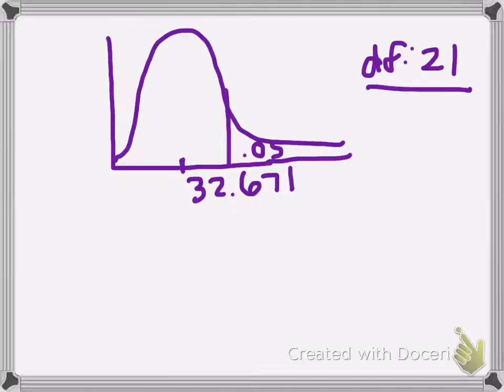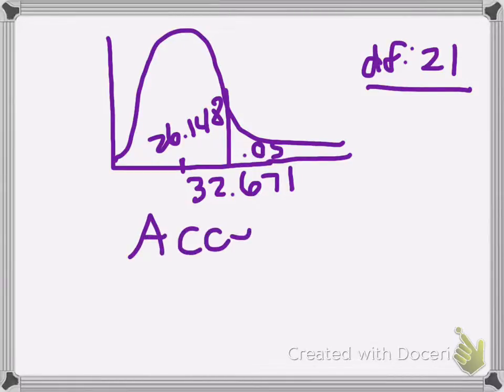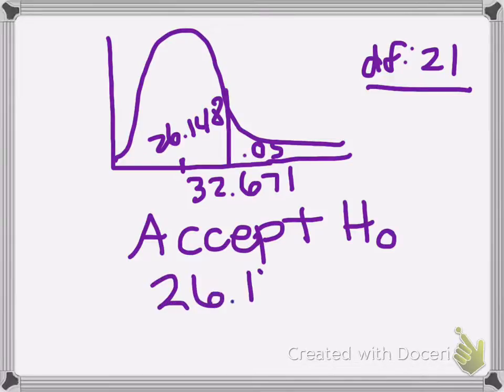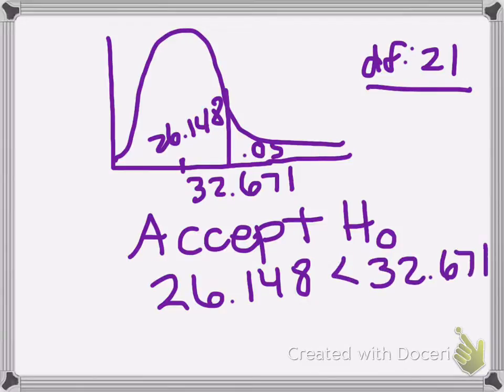I look up where my value of 26.148 lies, and it's right here. My stylus is not wanting to pick up. I don't know why. It's right here to the left of my critical value. So therefore, I'm going to accept H naught because I'm in the clear. I'm going to accept H naught because 26.148 is less than my critical value of 32.671. So again, therefore I'm in the clear.